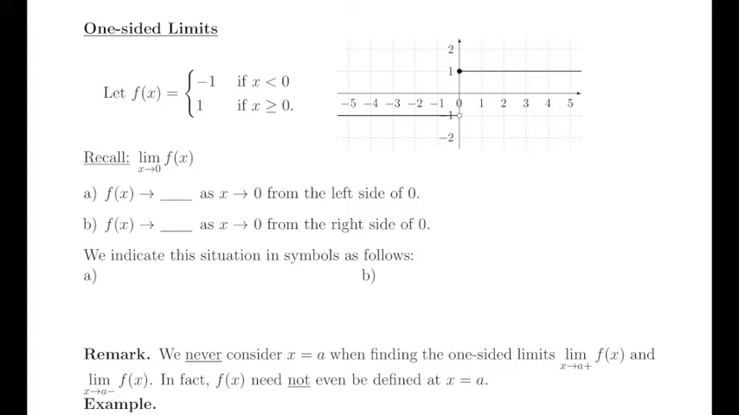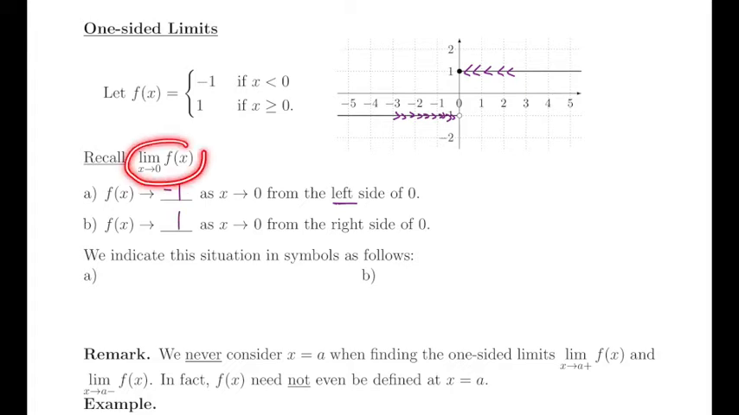So let's come from the left side of 0 first. So you're going this way towards x is 0, and your y value is -1. So let's write that down. Y goes to -1 as x goes to 0 from the left side of 0. Now we do the same thing as you come from the right side. So as you get closer and closer to 0 from the right side of 0, you're going to 1.